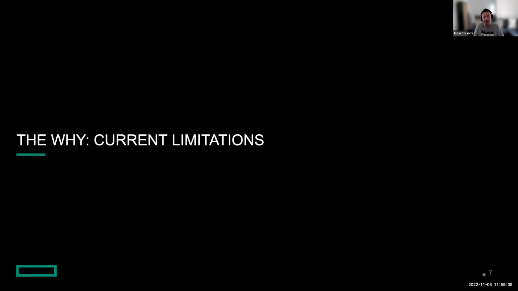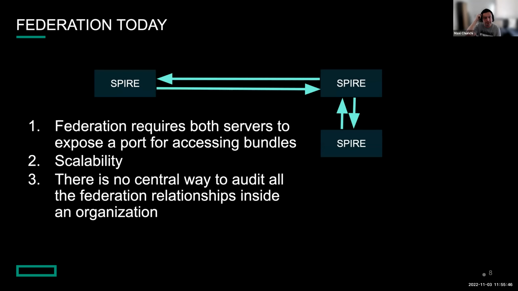So to introduce the project, these are the current limitations we found with the built-in SPIRE federation mechanism. First, federation requires both servers to expose this endpoint, so the other SPIRE servers can access the bundle. This might require network infrastructure changes. There might be some security concern on exposing the SPIRE server itself to outside of the trust boundary.